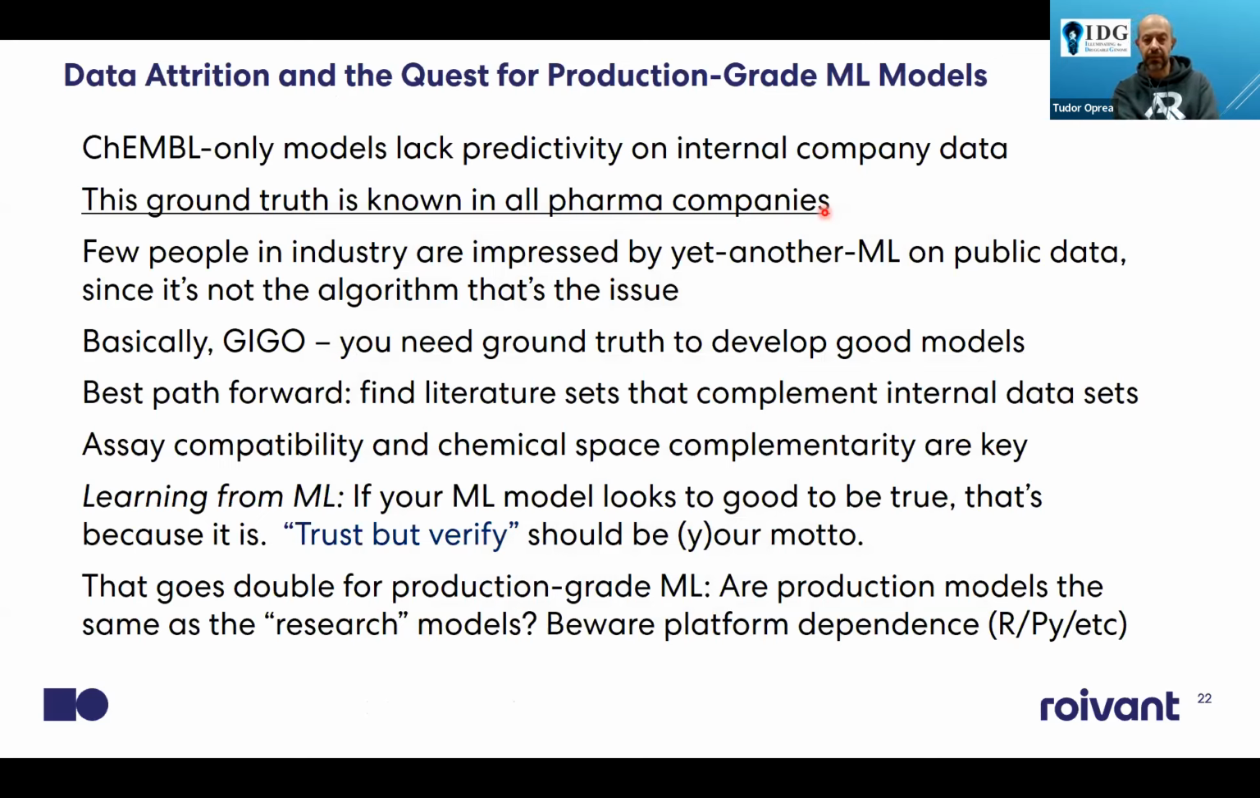Otherwise, you end up in the garbage in, garbage out scenario. So the best path forward is, of course, to find that subset of the literature which is complementary with your data set and ensure that you have both assay and chemical space complementarity. So the other learning: if data looks too good to be true, it is too good to be true. So you have to at least hunt the error, see if you find it.